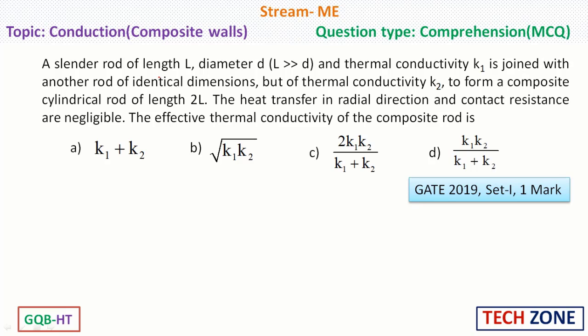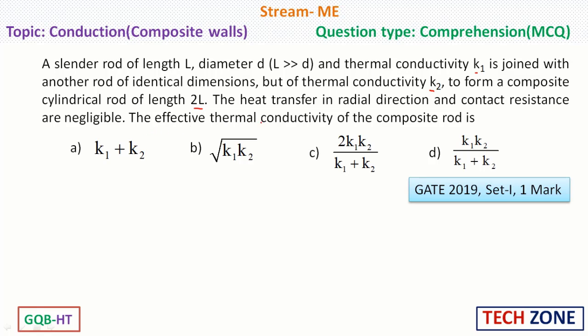Here is the question. A slender rod of length L, diameter D, length far greater than diameter and thermal conductivity K1 is joined with another rod of identical dimensions but of thermal conductivity K2. So, both rods are having different thermal conductivities to form a composite cylindrical rod of length 2L. The heat transfer in the radial direction and contact resistance are negligible.